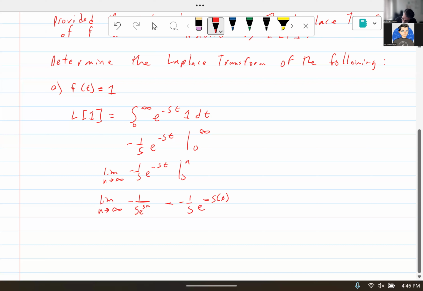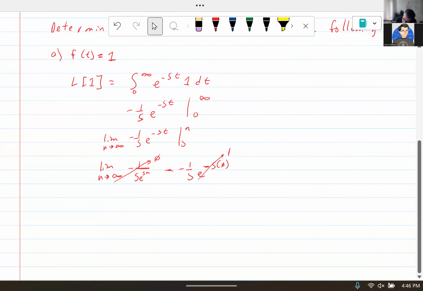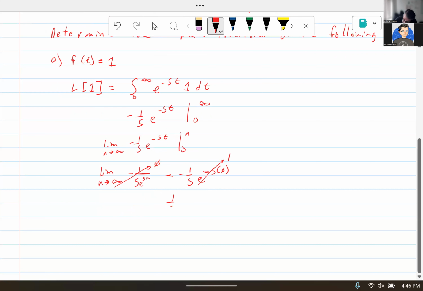Okay, so this limit as n goes to infinity, well, this thing's just going to go to 0. This thing is going to go to 1. And so I'm just left with positive 1 over s. So that tells me that L of 1 is equal to 1 over s, given that s is greater than 0. S can't be 0, and s needs to be positive.